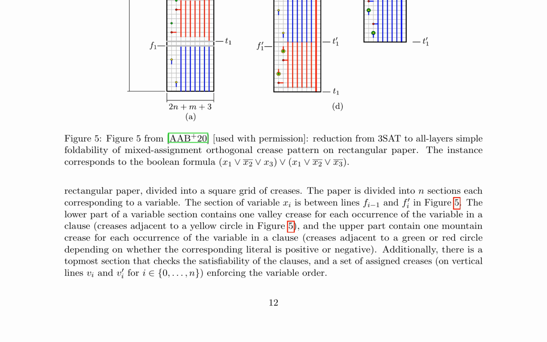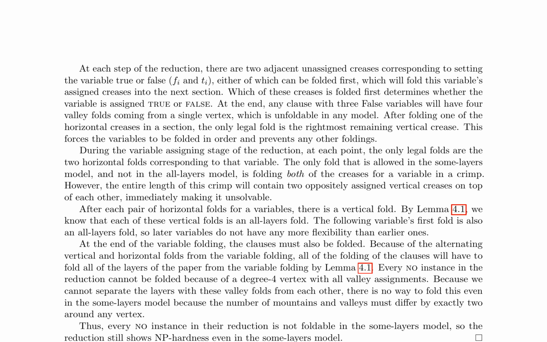This setup enables the evaluation of Boolean formulas through paper folding, demonstrating a novel application of origami in computational complexity theory. The reduction process involves assigning true or false values to variables by folding adjacent creases, determining the assignment of the variable. This process is done in a specific order, with each variable's creases being folded in a particular sequence to ensure correct clause folding.